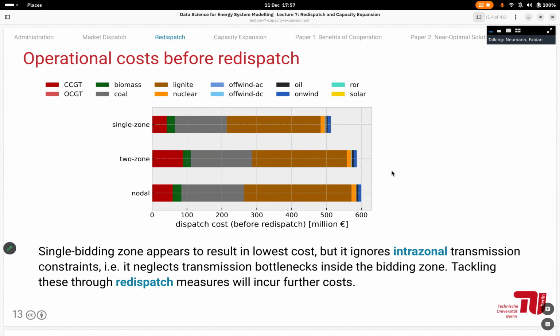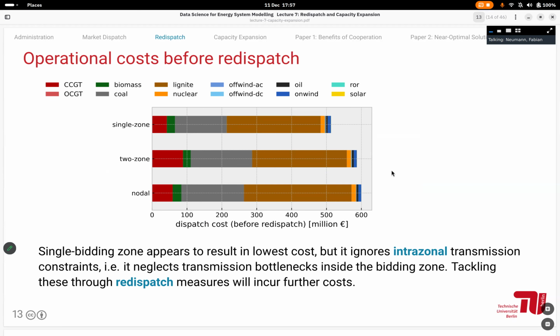If you just implemented that in our optimization problem and looked at the marginal cost, we would say, oh, the single bidding zone is cheaper, the two zone is a bit more expensive, and the nodal would be most expensive. Is that a good representation of the costs? No, because there are some hidden costs.